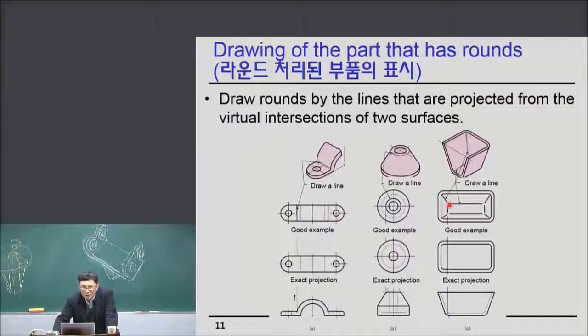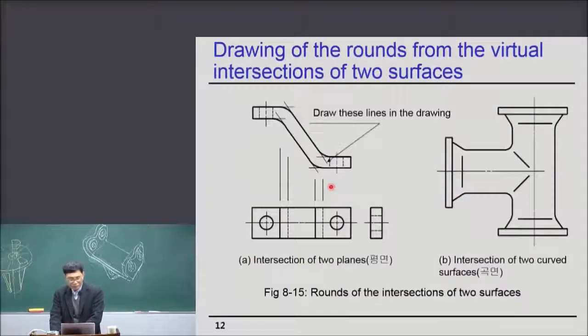So this corner has to be made empty. It is not a full, complete intersection of three lines. These three edges are rounded edges, so the intersection remains empty. So that is another technique for generating a good drawing. All right, so this is an example of drawing the rounds from the virtual intersection of two surfaces.